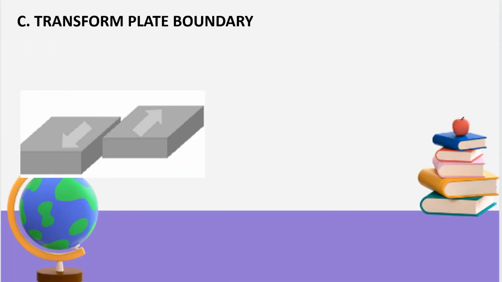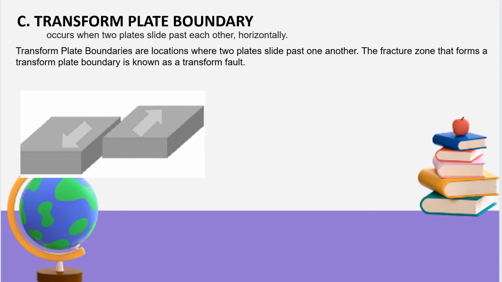Next, we have the third one, the transform plate boundary. So what have you noticed on the illustration? Kung kanina si convergent, nagsalubong yung dalawang arrow. Si divergent is naghiwalay or nag-move away from each other. This transform plate boundary, as you noticed on the illustration, they slide with each other. So we have here, transform plate boundary occurs when two plates slide past each other horizontally. Transform plate boundaries are locations where two plates slide past one another.